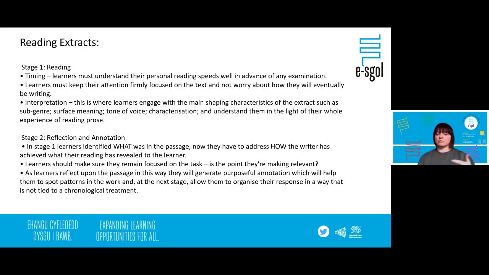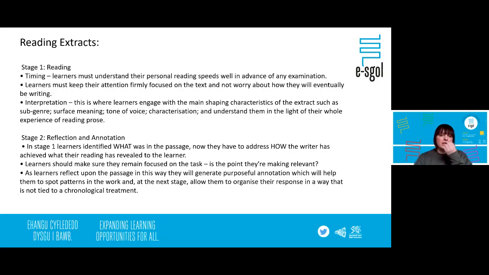Obviously, reading Shakespeare is a little bit different, a little bit more complex than reading a prose text. So throughout, you need to make sure that you keep your attention firmly focused on the text, and not worry so much initially about how you're going to be writing. Your interpretation is what's important here. This is where you're just engaging with the main characteristics of this extract, as in the tone, the characterization, what is going on. This is what you need to think about initially.